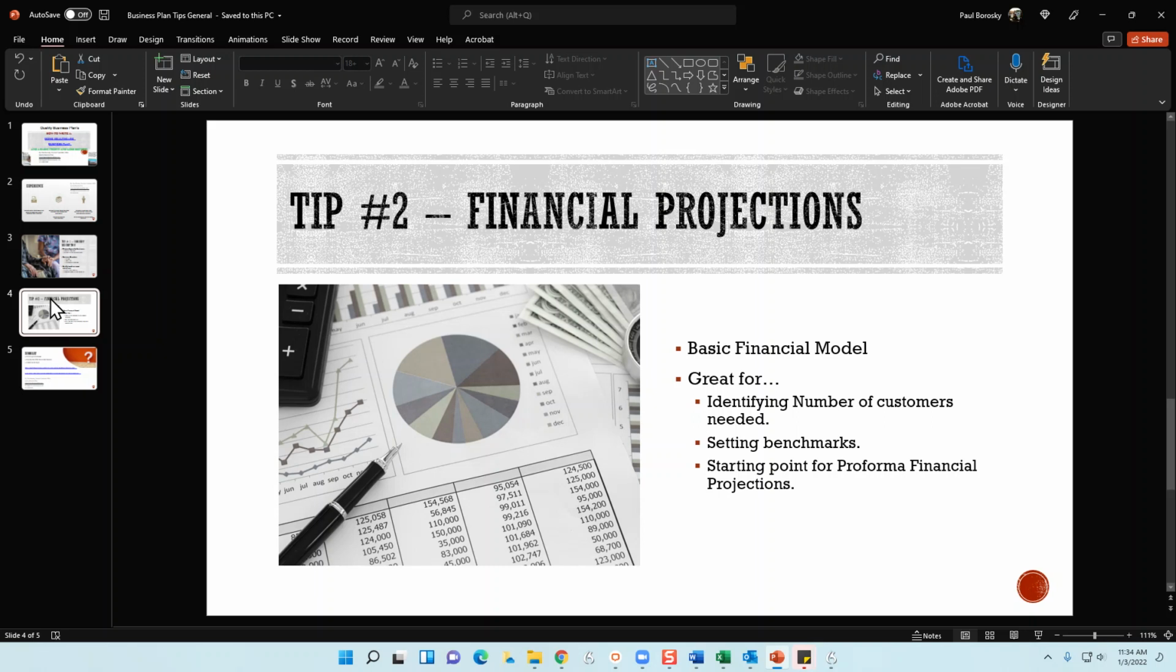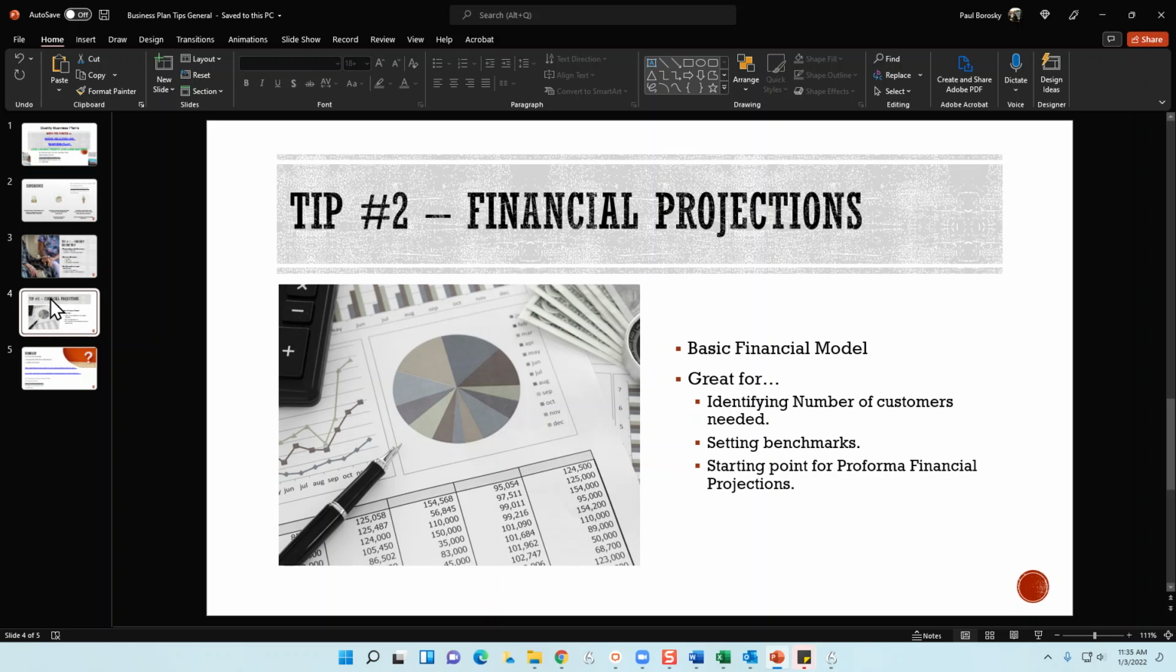Once you have that model, you can then expand it into financial projections for your income statement, month to month for 12 months, and also into the next 5 years, as well as tying into a balance sheet. But you need some kind of a starting point, and I highly recommend the basic financial model.